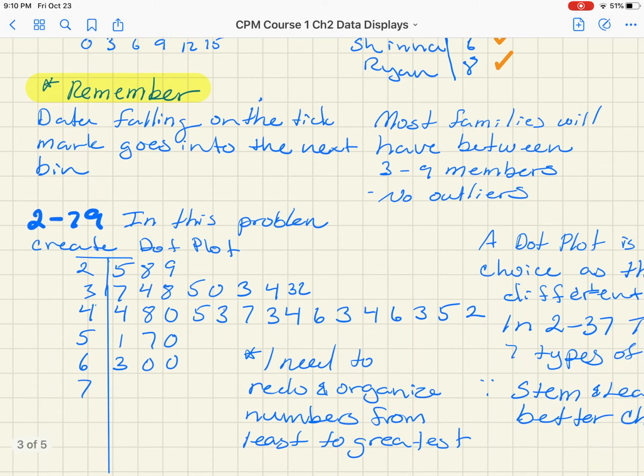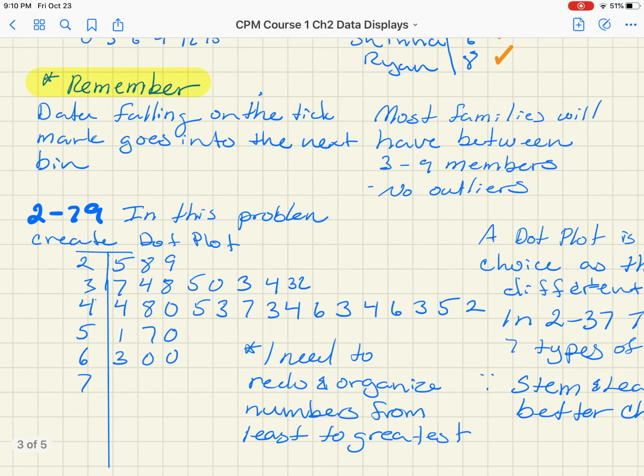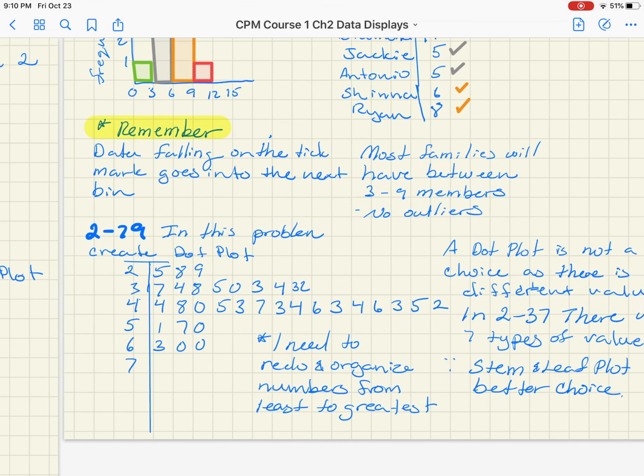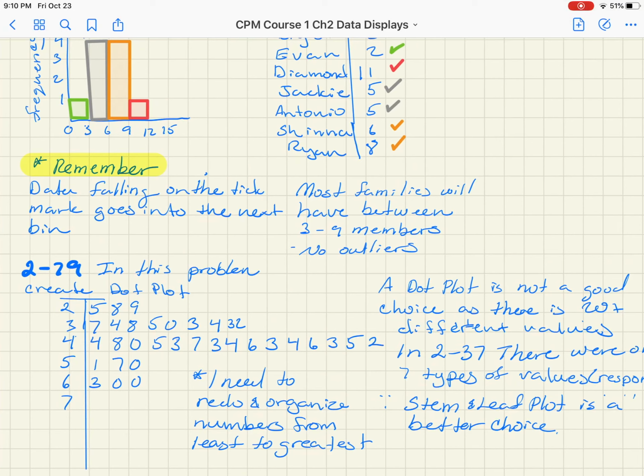So on this problem here, they asked you to take all that data and to create a dot plot. So I started trying to take the numbers and organize them. So I started using a stem and leaf plot. I got, I think, all the numbers down here. And it was looking pretty. Stem and leaf plot's not done because it has to be in order.